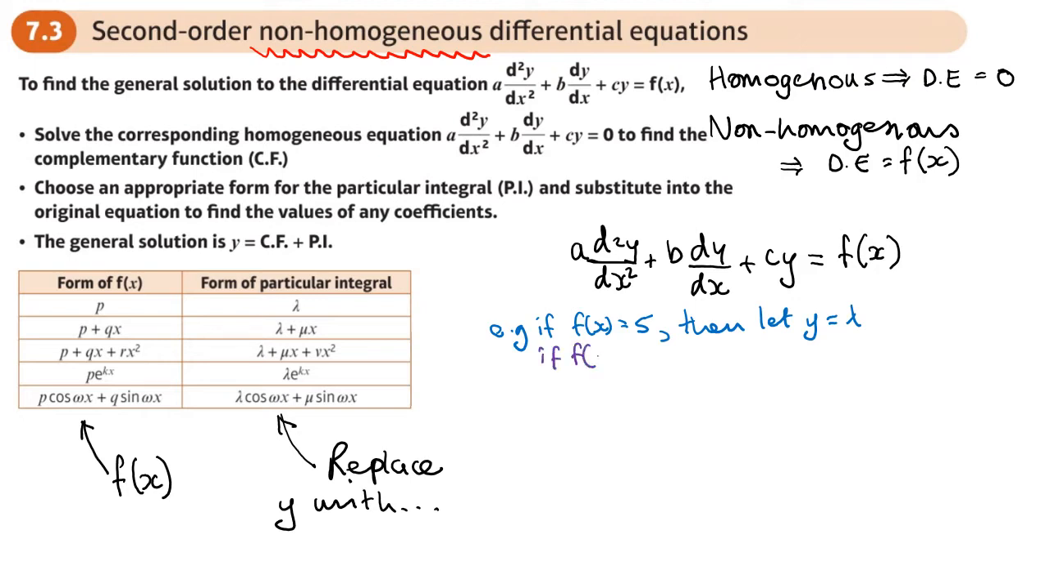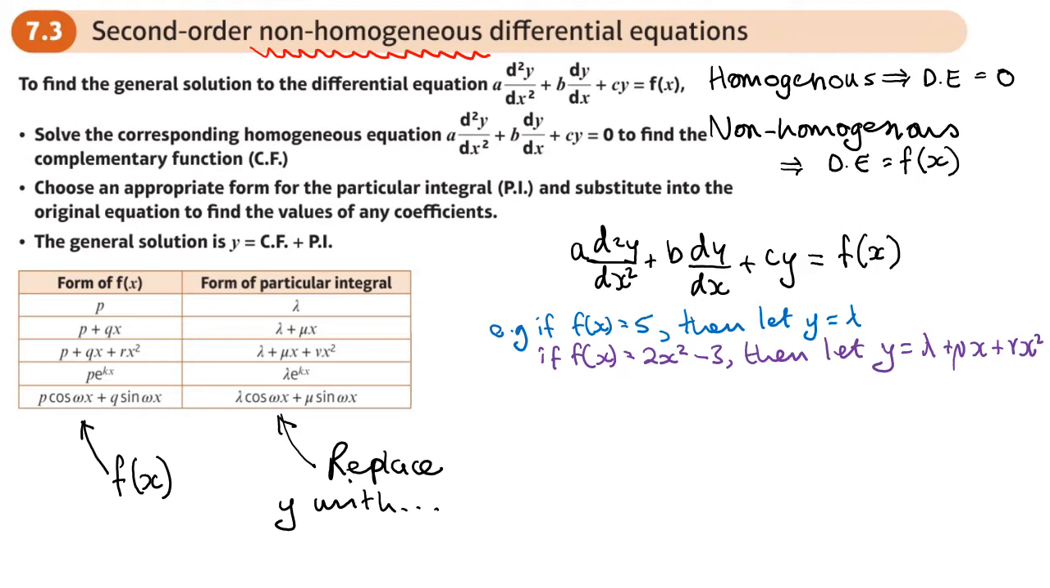If f of x equaled, let's say, 2x squared minus 3, then I'd look at the table. So this is going to be a quadratic where actually q would be equal to 0. So I would then let y equal lambda plus mu x plus nu x squared, not v.